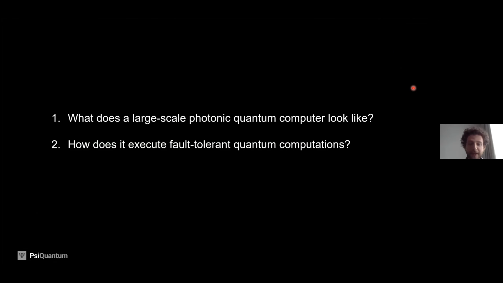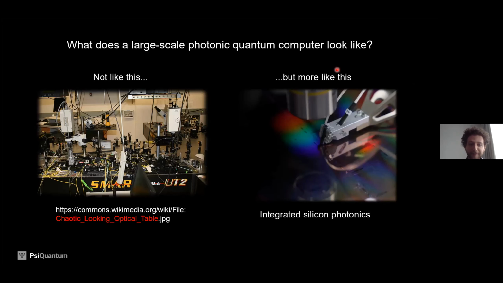So the most superficial answer to the first question, what does it look like, is this. For many people, the first picture that comes to mind when they hear linear optics is something like this picture on the left. But the components of a scalable photonic quantum computer look nothing like the aptly named chaotic-looking optical table.jpg that you can find on Wikipedia. Instead, they look much more like an ordinary silicon chip, because with integrated silicon photonics, miniaturized versions of all your favorite optical components like single photon sources, beam splitters, phase shifters, switches, detectors, they can all be fabricated in a semiconductor fab, the same way other microchips are made.